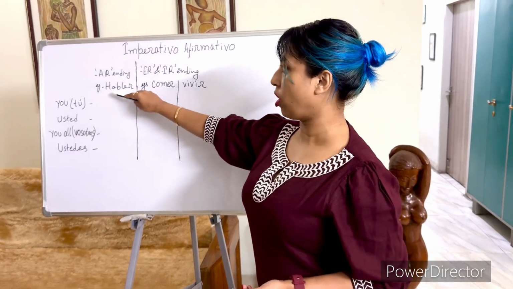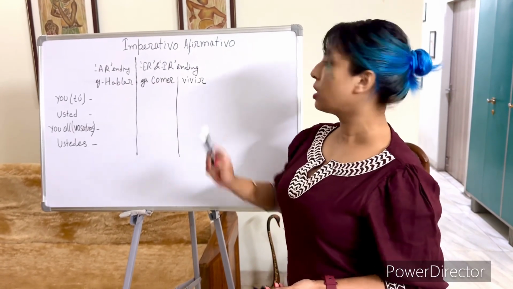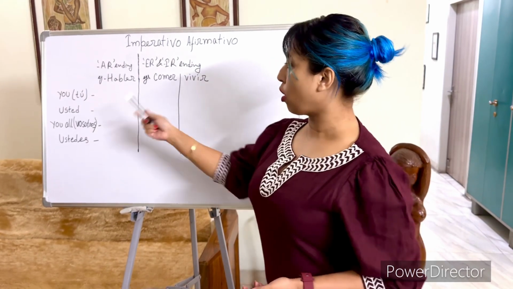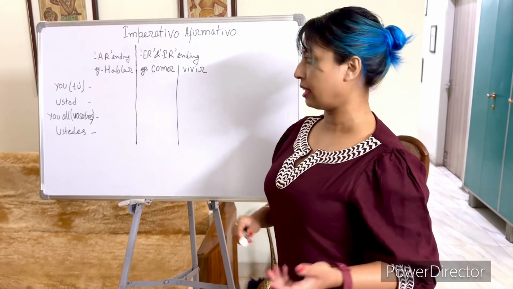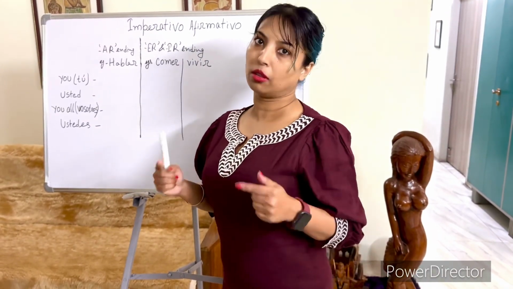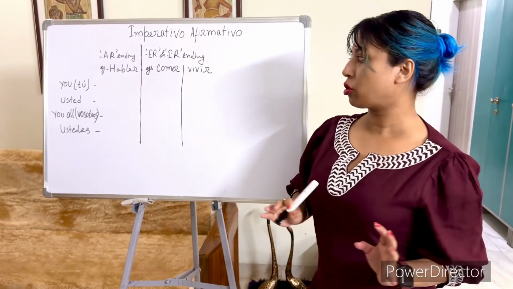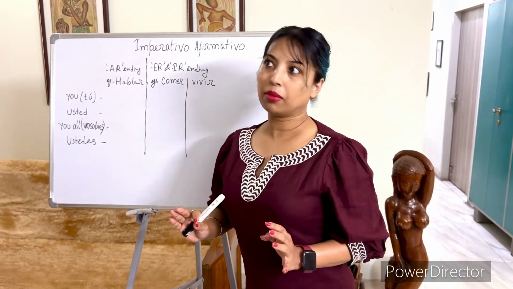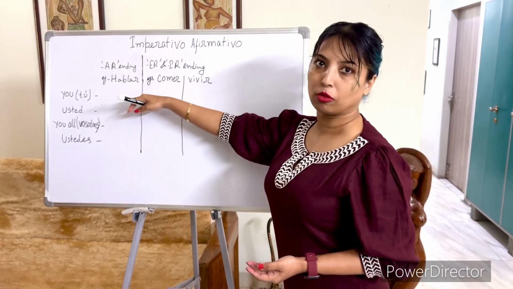So there are some rules. In Spanish, we all know we have AR ending verbs, ER ending verbs and IR ending verbs. For AR ending verbs, I'll tell you how to form the imperative tú conjugation. In that case, you are supposed to use the third person conjugation of the present tense. You are supposed to remember the present tense thoroughly for doing imperative conjugations, because you are going to use that over here.